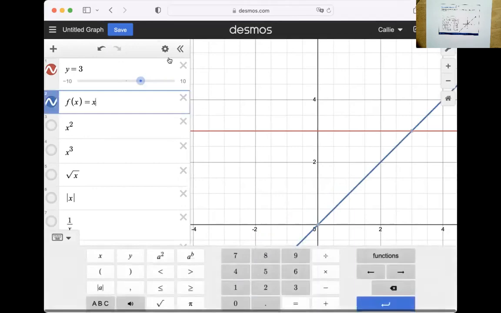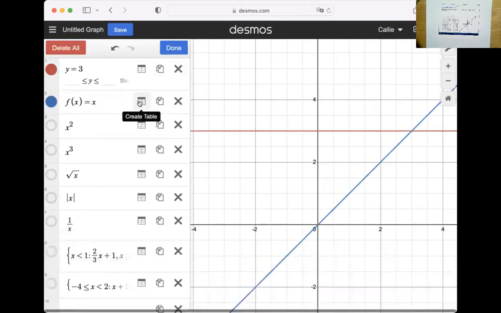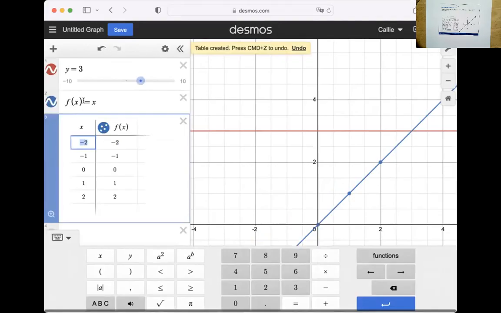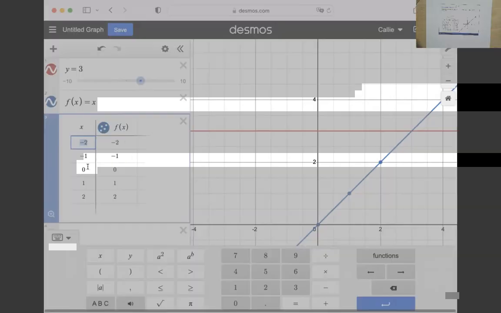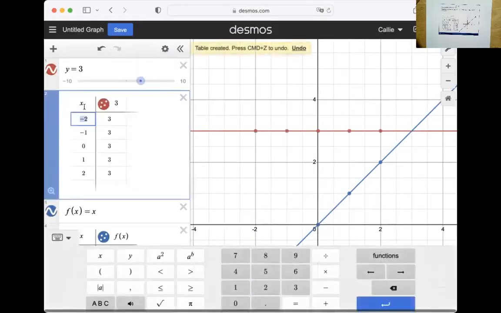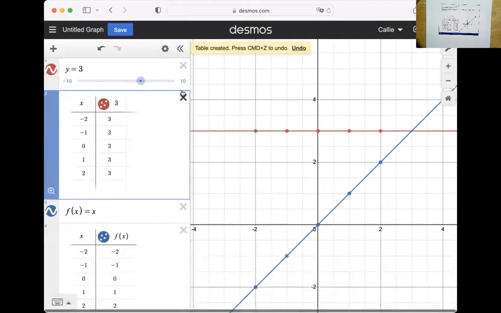Remember that you can just press this edit list and it will give you the choice to show the table of the equation you put in. So when f of x equals x, when x is -2, y is going to be -2. When x is equal to -1, y is going to be equal to -1. 0, 0. Okay, so they will give you the table of some of the functions we're making here.